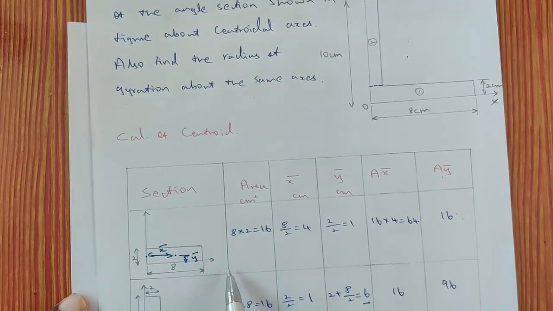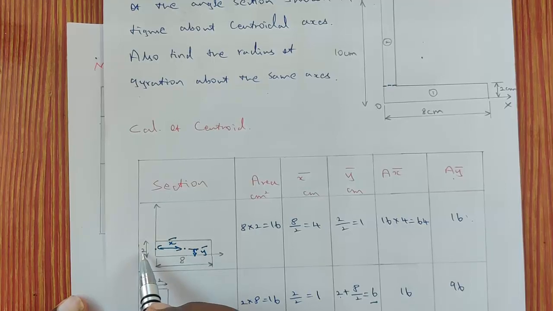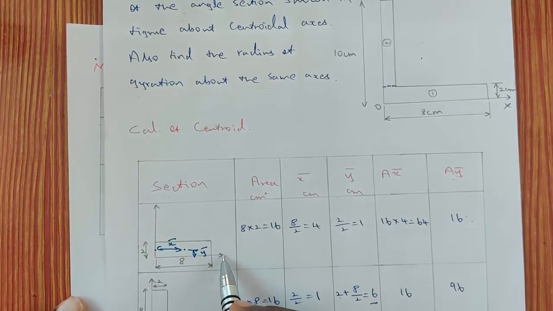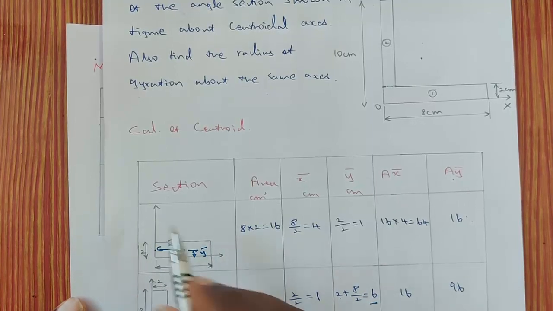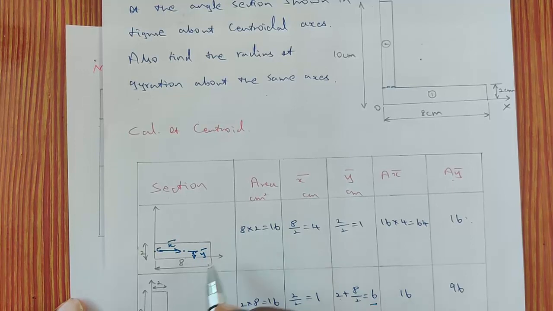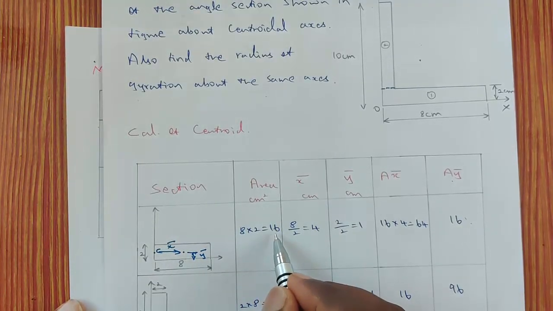The first section is a rectangle with a length of 8 and a height of 2. Here the rectangle is located at both x and y axis. First up, we can calculate the area. The area is length into breadth. It is 8 into 2 is equal to 16.